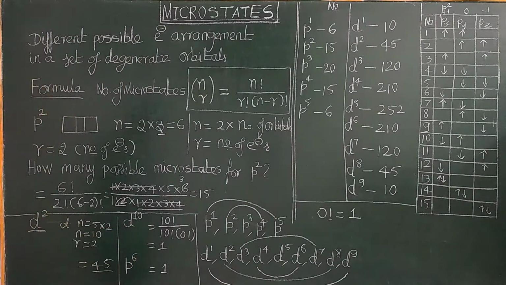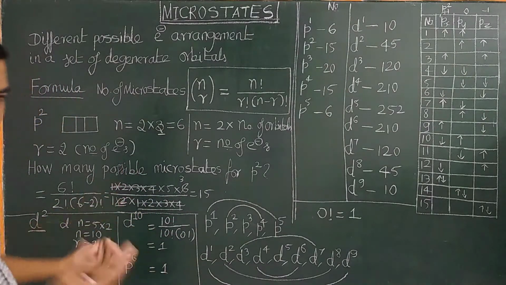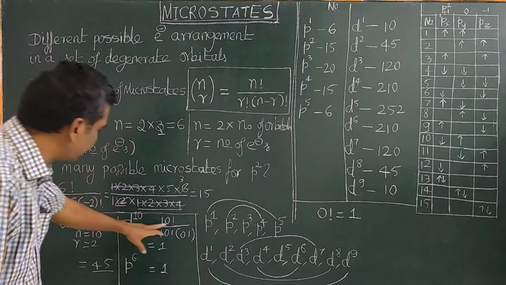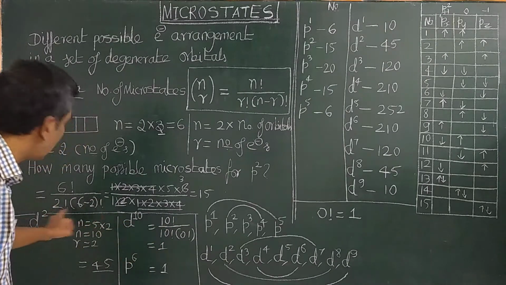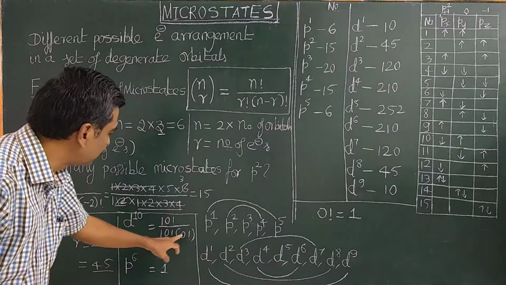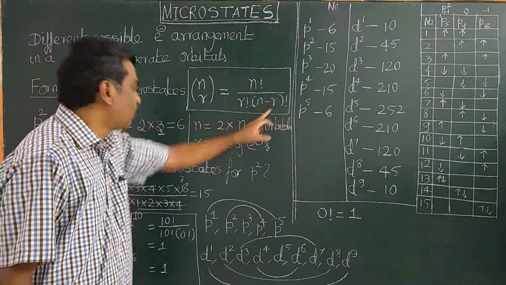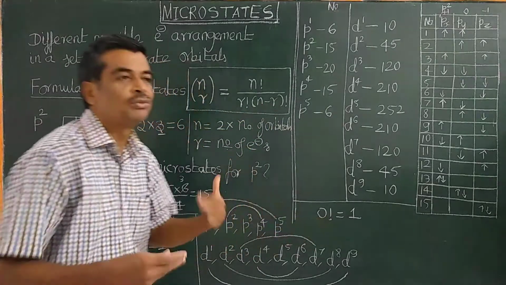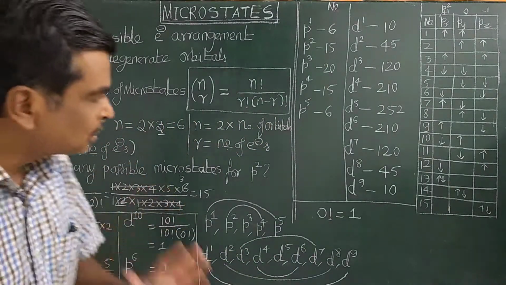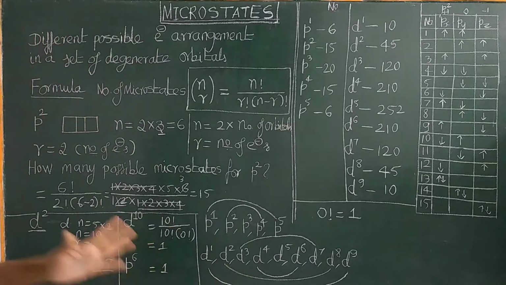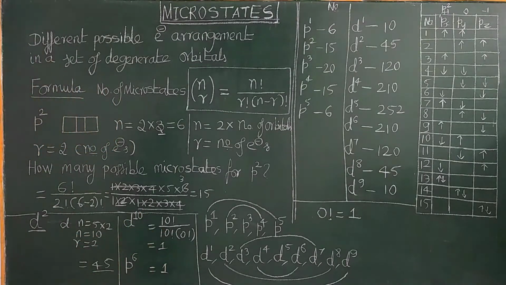And for D10, now you try to calculate how many electronic arrangements. For D10, you know there is only one. Using this formula again, n equal to 10, divided by r factorial, 10 factorial, and (10 minus 10), 0 factorial. What is the value of 0 factorial? It is equal to 1. Therefore, for D10 only 1 microstate is possible, only one type of electronic arrangement. In a similar way, P6 equal to 1.